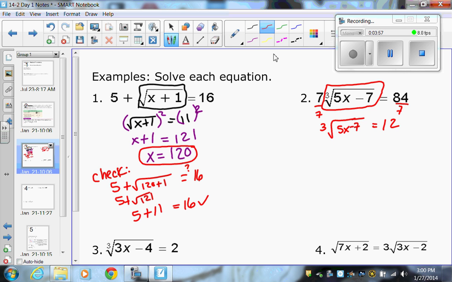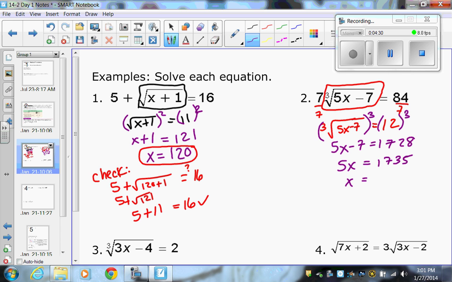Next, we're going to raise the whole thing to that of the index of the radical. So this is the third. This gives me 5x minus 7 equals 12 to the third, which is 1,728. Opposite of subtraction is addition, so I'm going to add 7 to both sides to get me 5x equals 1735. And lastly, the opposite of multiplication is division, so I'm going to divide both sides by 5 to get that x is 347.